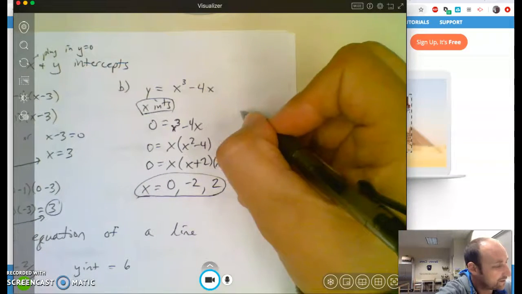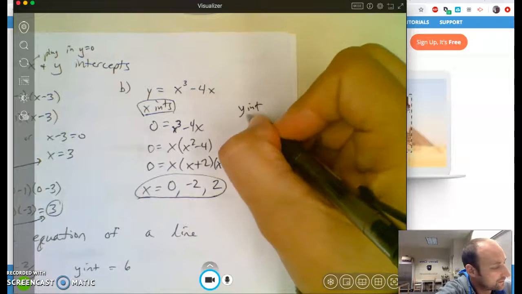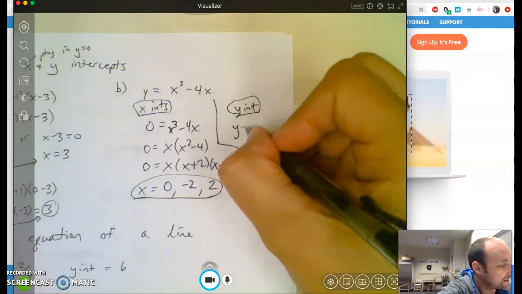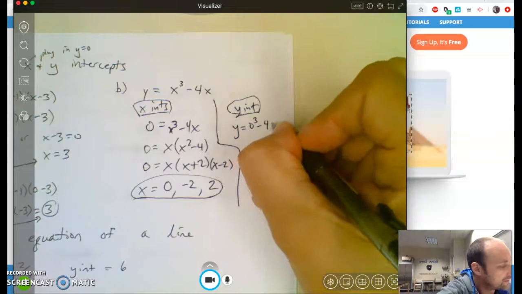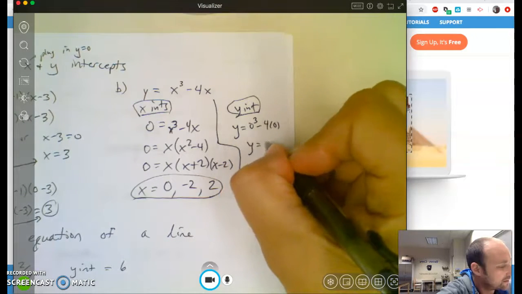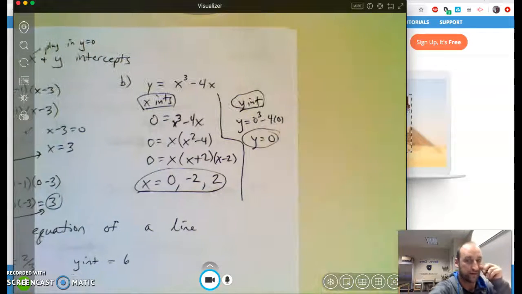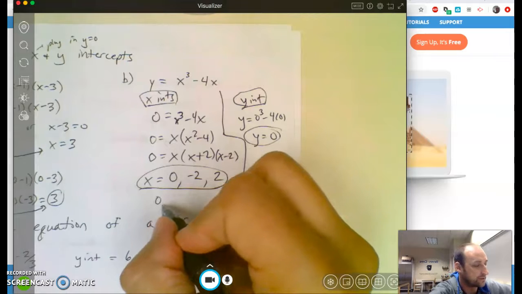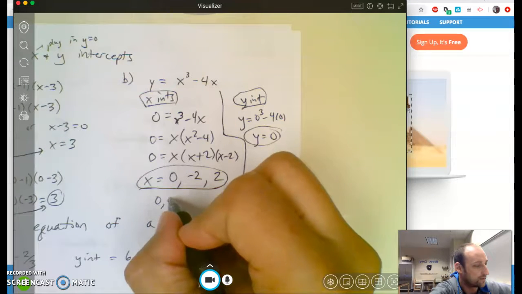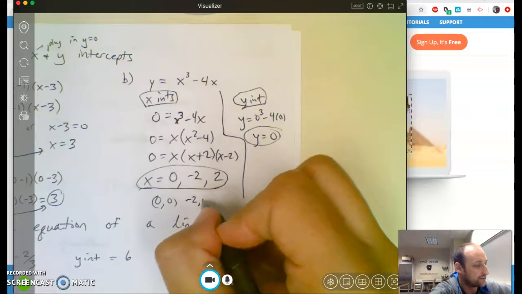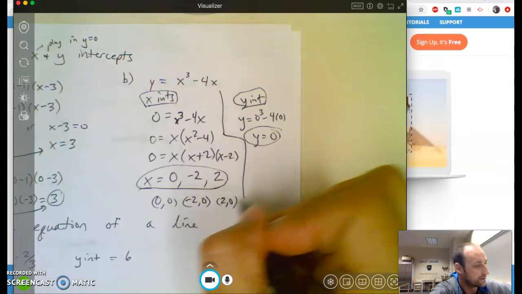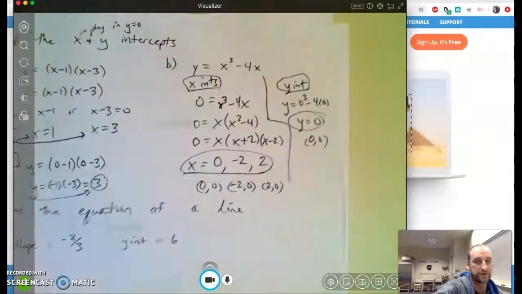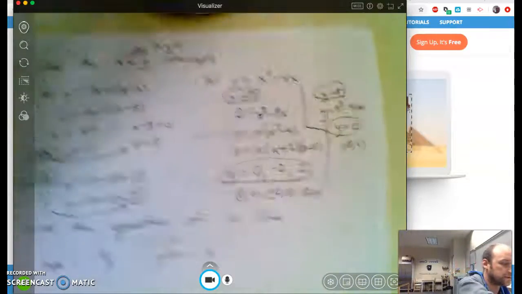And then for y-intercept, it's always easier. Y-intercept, you're going to take 0 in for x. So 0 cubed minus 4 times 0, which is 0. So just remember, these are points. This is actually the point 0, 0. And this is the point -2, 0. And this is the point 2, 0. And then this is the point, well, 0, 0. But just remember, you're actually finding points. You're not finding just one value.